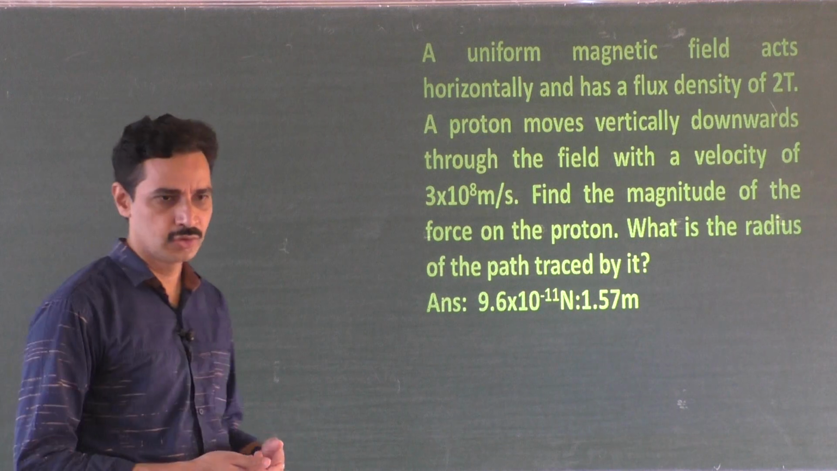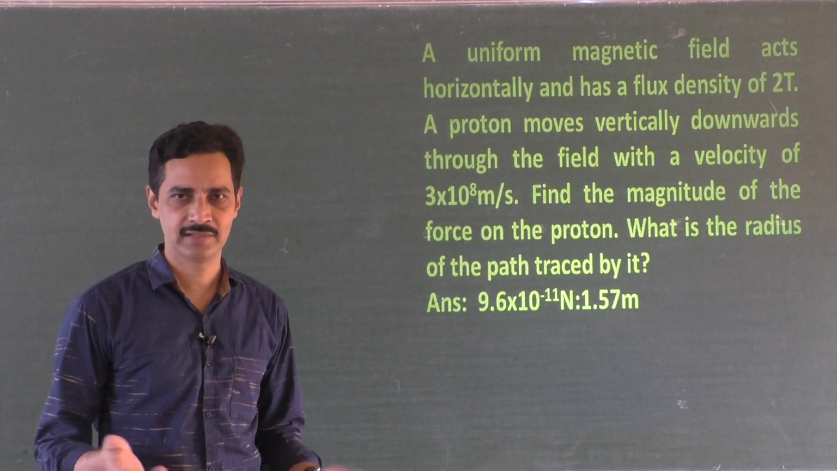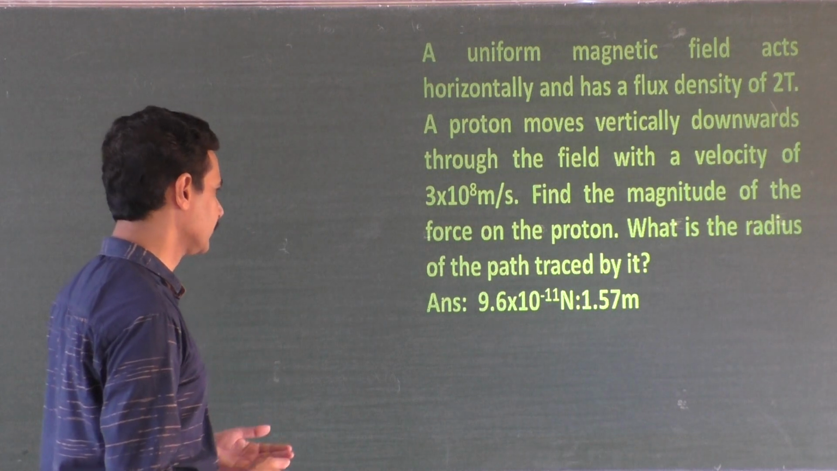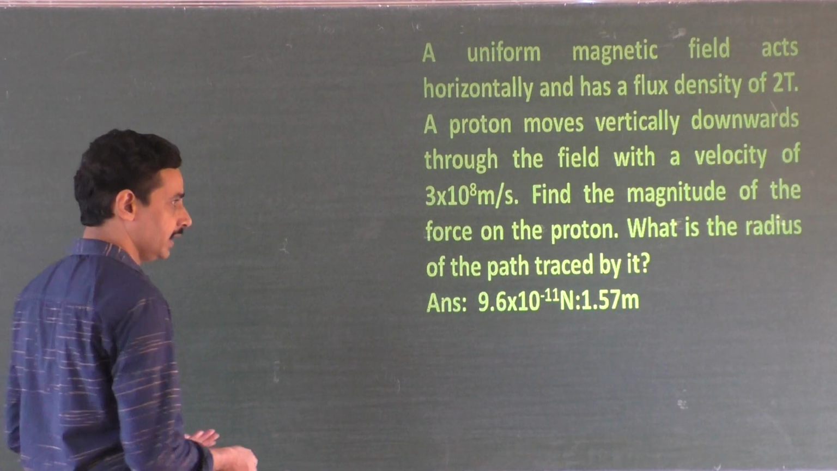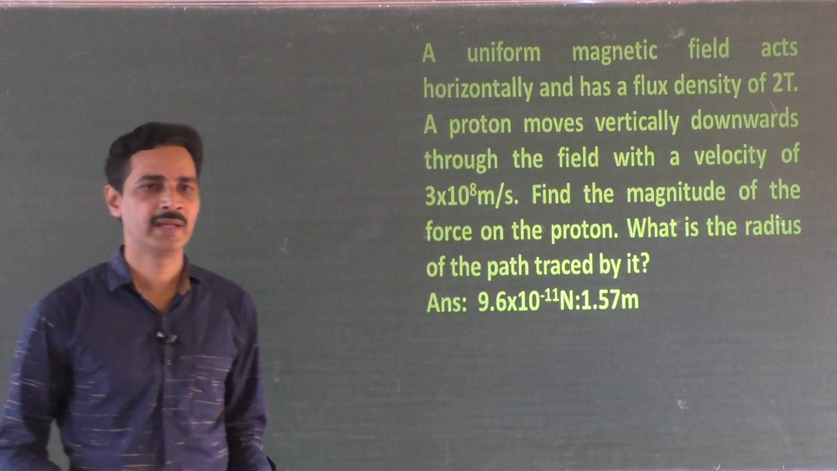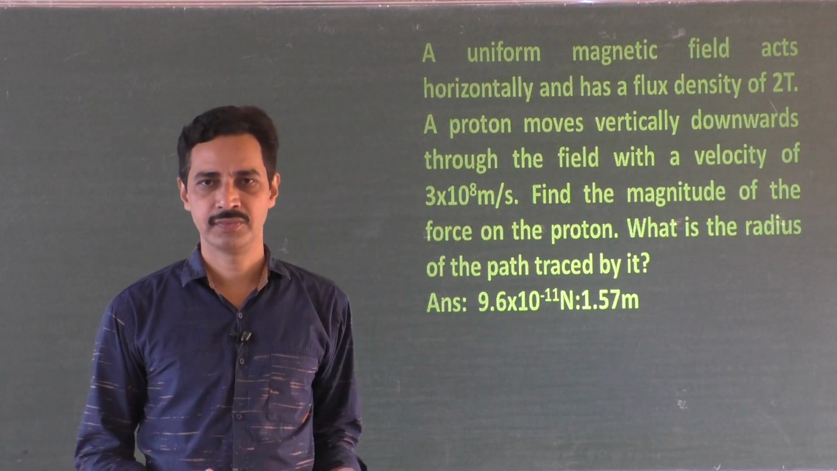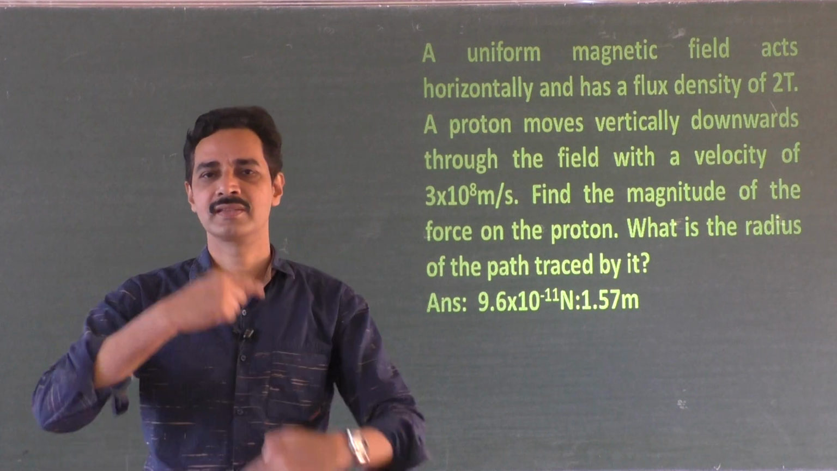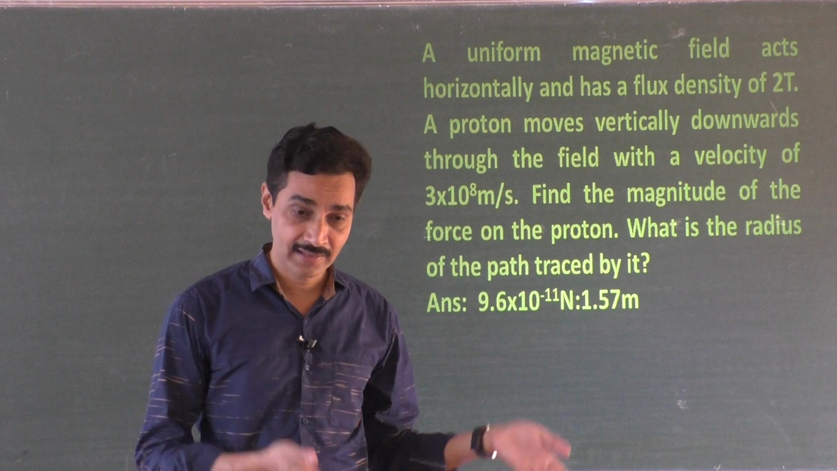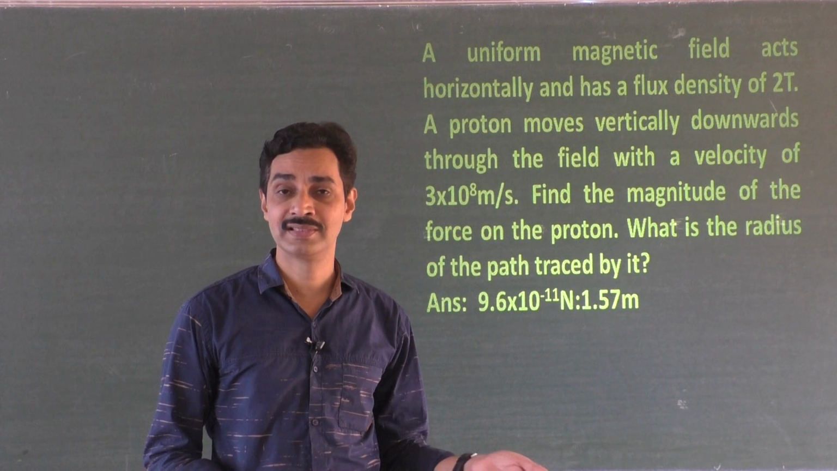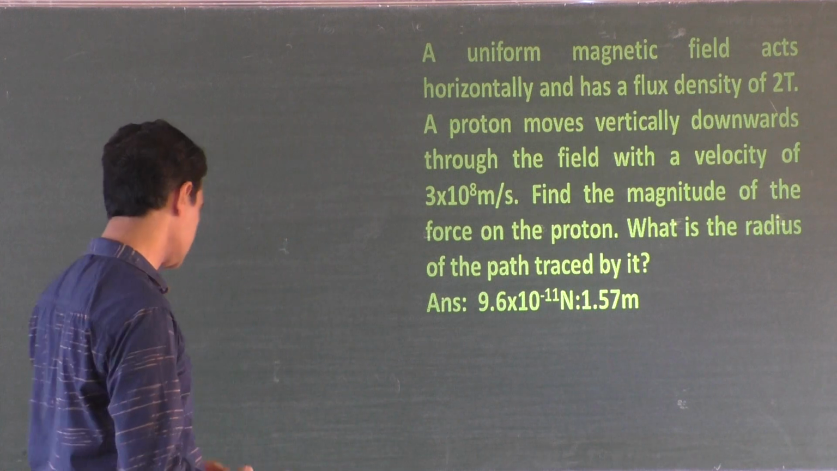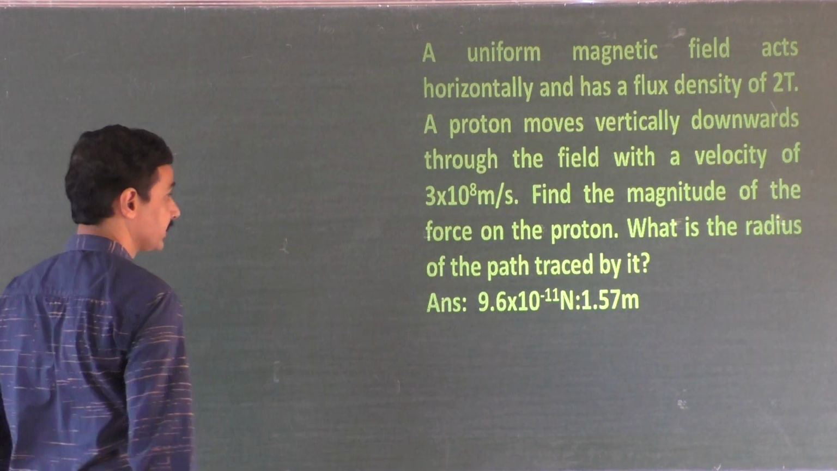So force is Q into V cross B, QVB sin theta. That is what we are going to find out now. Find the magnitude of force on the proton. What is the radius of the path traced by it? You know that if a charged particle moves perpendicular to the magnetic field, then it experiences a force which acts like a centripetal force, and the particle starts moving in a circular path. So you can take the same force F equal to QVB sin 90 itself as the centripetal force, mv squared by r, and you can find out the radius. So that is the principle of cyclotron.